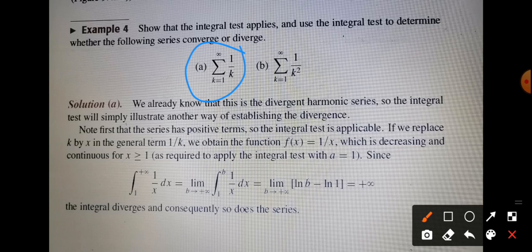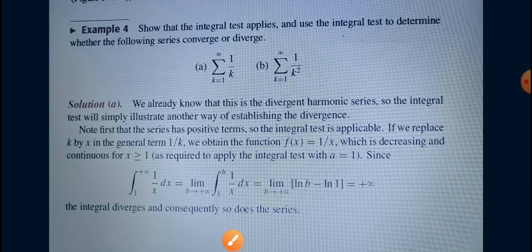So we will find the integral from 1 to infinity of 1 over x dx. Now we know that we cannot have infinity directly, so we write it in limit form: limit b approaches infinity, integral from 1 to b of 1 over x dx. You can use any index over here, so we have used b. Now the integral of 1 over x is ln of x, and applying the definite integral, that is upper limit minus lower limit, the answer is infinity. So you can say that the series will be a divergent series in this case.